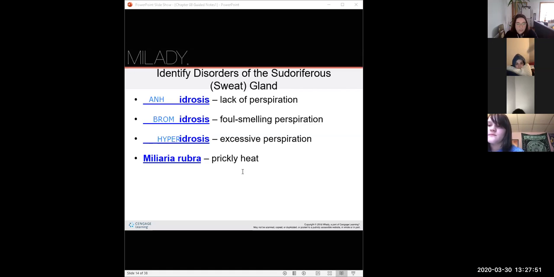Miliaria rubra is also called prickly heat. Prickly heat is an inflammatory disorder. It's characterized by a bunch of red vesicles popping up, and it burns and it itches. So it's heat rash. If you've ever been out in the heat too long, or sometimes when I was younger, we didn't have air conditioning and I would sleep like this, and in the little crook of my arm here, I'd get a heat rash from it being so hot, and it's a prickly, burny, itchy, bumpy thing. It's temporary and it does go away, but it does show up, and that's what that is.